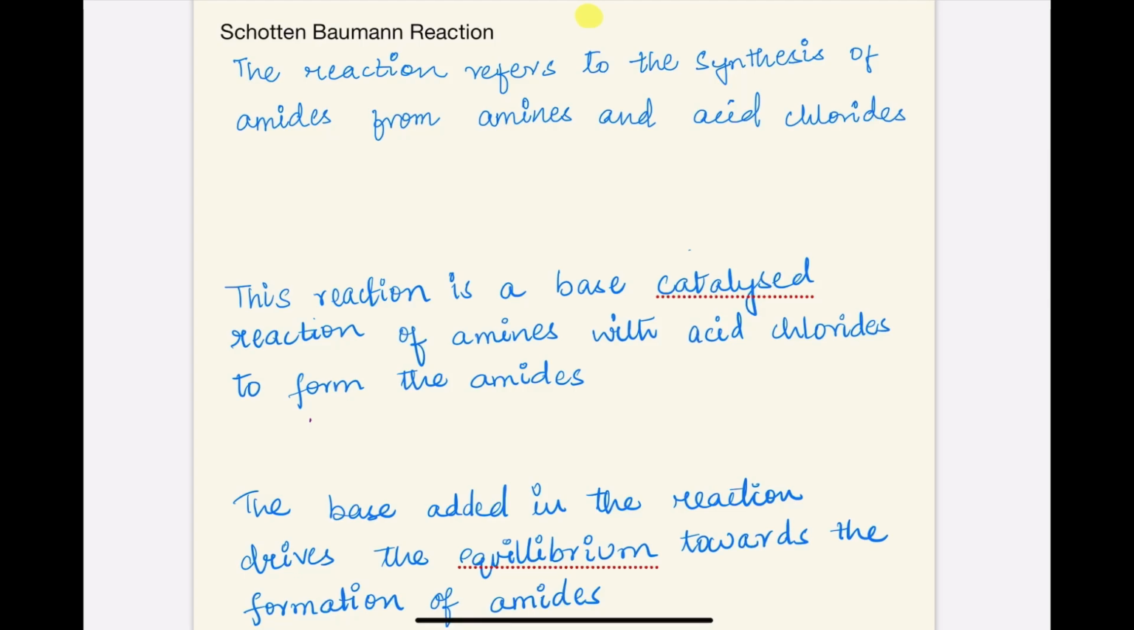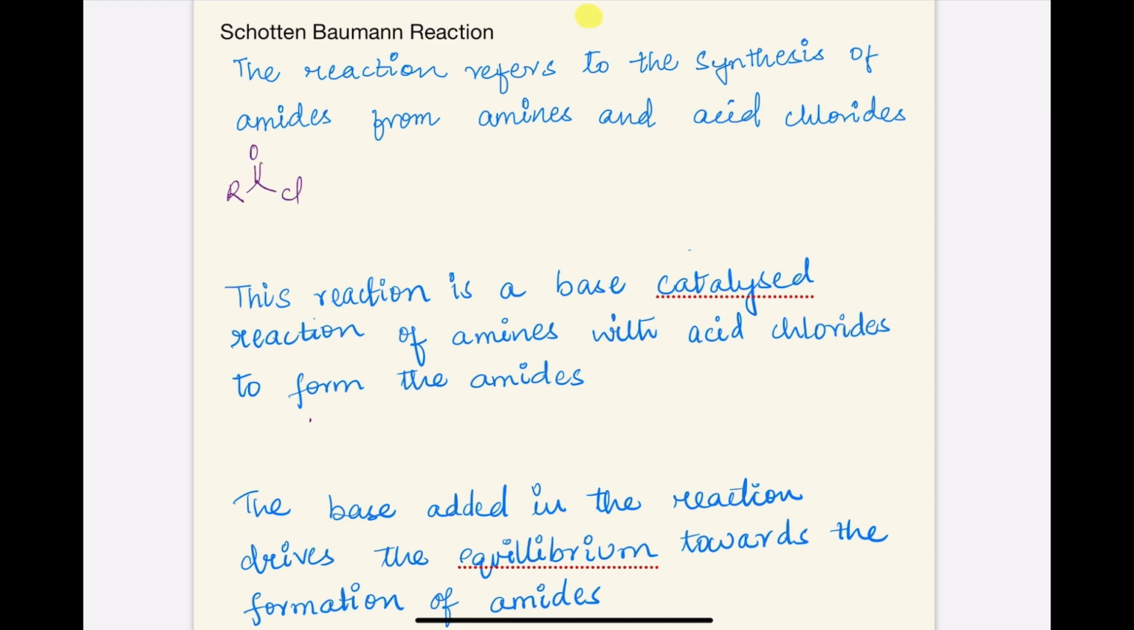In this video, I am going to discuss the Schotten Baumann reaction. The Schotten Baumann reaction is the reaction between amines and acid chlorides to give amides. So let us write the general equation here, the acid chloride.